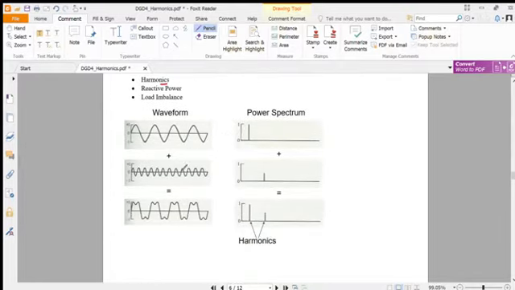So here is an example, the previous example. This is the fundamental one, and this is the third harmonic. If we add them here, then we'll get the distorted waveform. Here is the power spectrum. This is the voltage or current shape, and this is the power spectrum. This is just the fundamental frequency, and this is the lower amplitude in the third. This is the first position, and this is the third position.